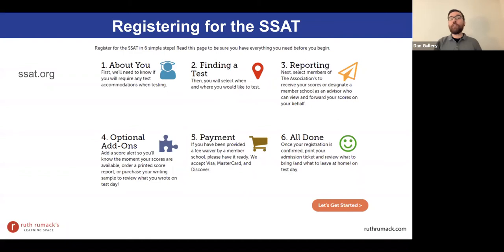Also for number 4, optional add-ons, there are a ton of additional add-ons that they offer for an additional fee. None of them are worth it at all. I mean, I don't work for the SSAT, but that's my general take on it. You don't need a printed score. You don't need expedited submission.